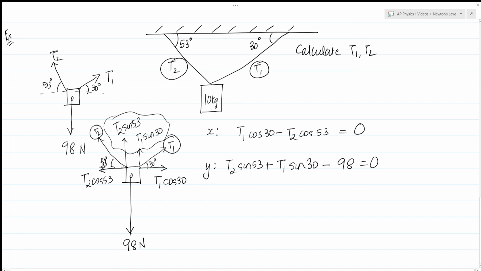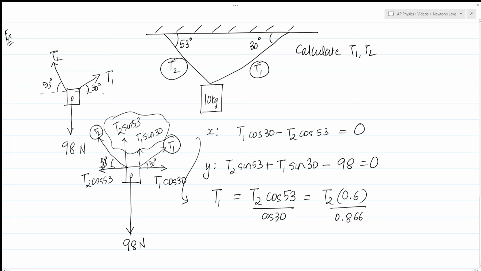Now, once we have this, the rest is basically just doing the algebra out correctly. We can take the first of these equations and set up, say, T1 in terms of T2. If we do that, we get T1 is equal to T2 cosine 53 all over cosine 30. We can substitute the values of cosine 53 and cosine 30. You'll have something like T2 times cosine 53, which is about 0.6, and then you divide this by cosine 30, which is about 0.866.